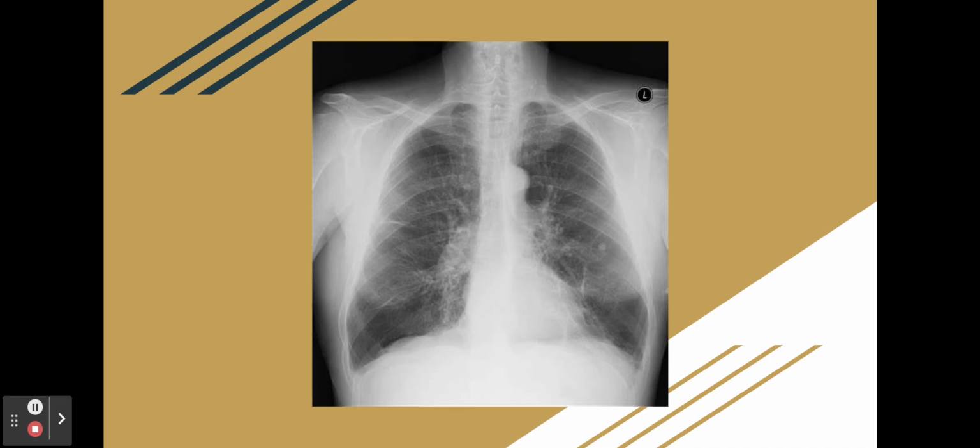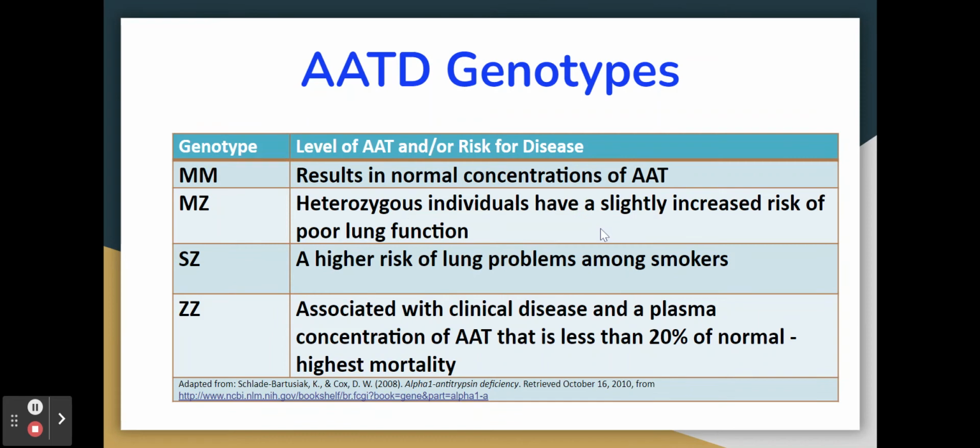all those things. So here is a picture of a person who has AATD related panacinar emphysema, and that's what that would look like. So there's a lot of damage there. You can see all of these airways are damaged.